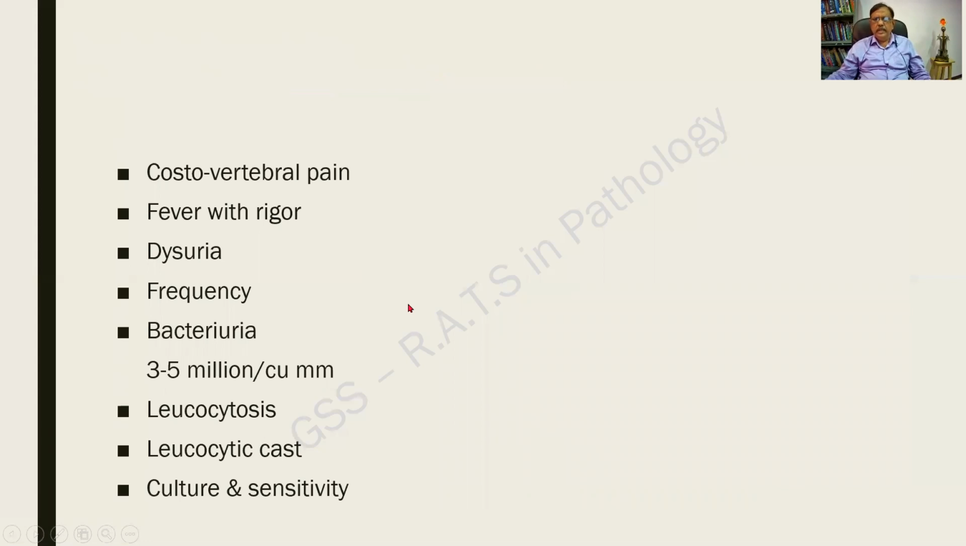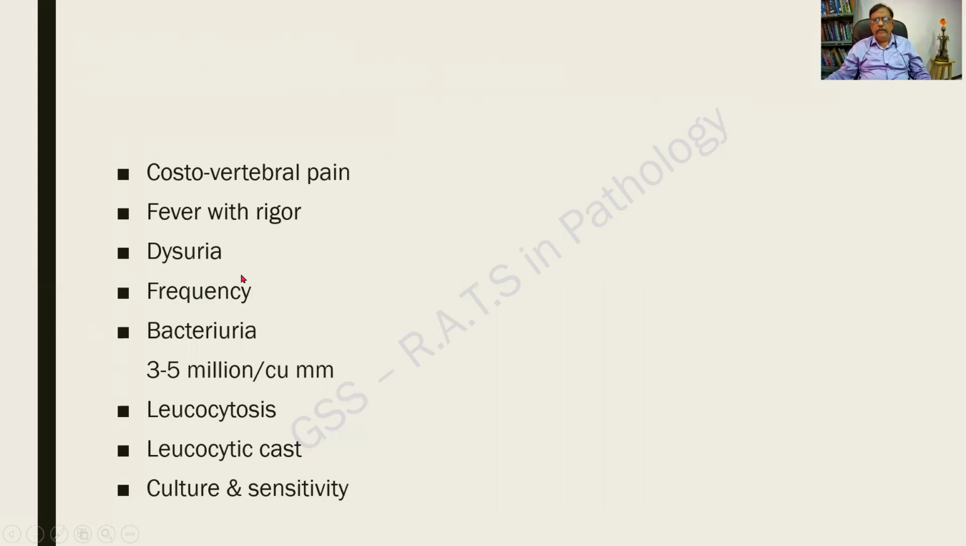Now what can be the clinical presentation of a urinary tract infection or a pyelonephritis? One will be the costovertebral pain. We used to call it a flank pain. Fever with rigor, again of importance. There are some conditions where the patient can present with fever and rigor. Pneumonia, for example, malaria, filariasis, and urinary tract infection.